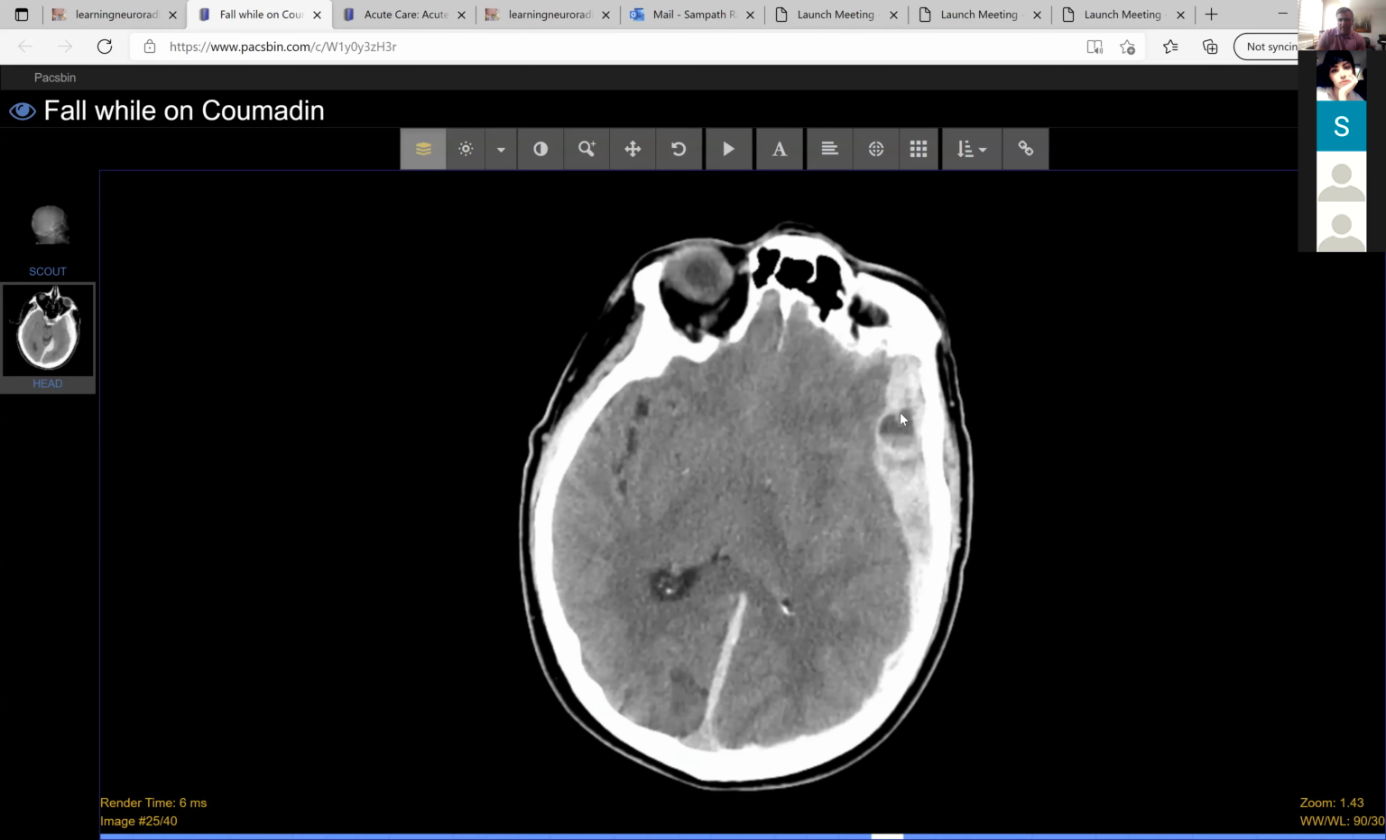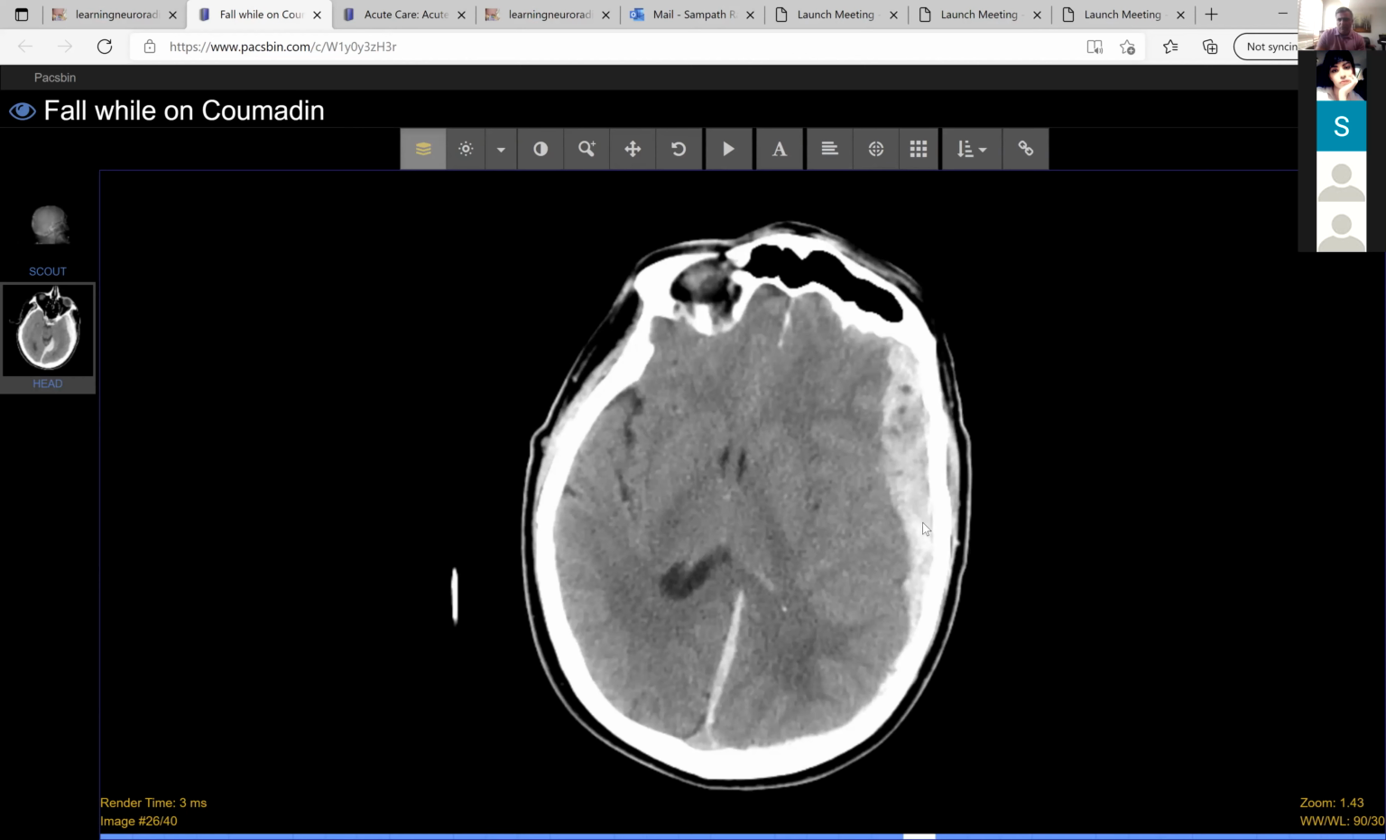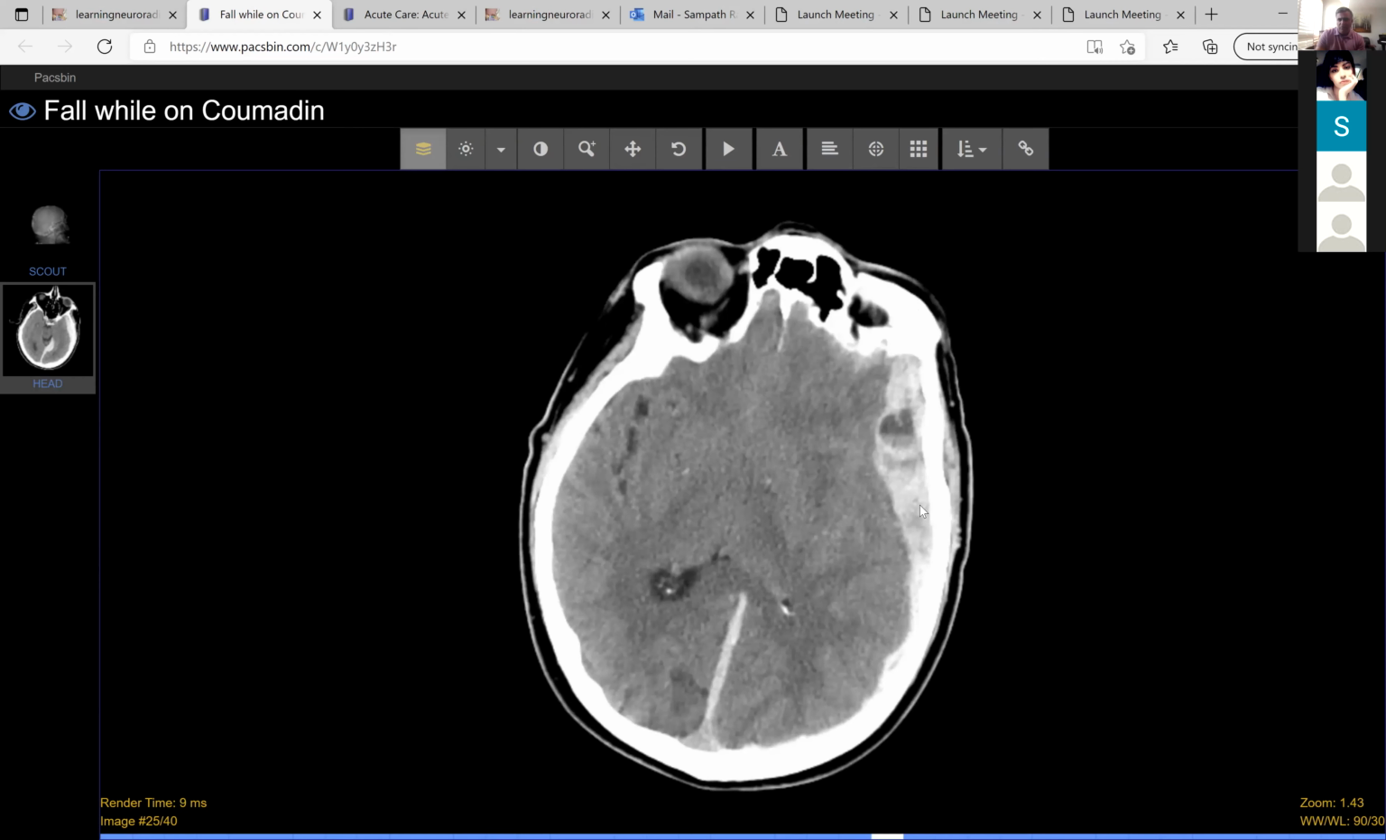And you can see this area of low attenuation here, kind of layering blood here. So this is actually hyperacute blood. This is really, really early hemorrhage that shows up as low attenuation. This is called hyperacute hemorrhage, and this is called acute hemorrhage. Of course, it's a more technical term that you don't really have to go into. I just want to point it out, since we have it.